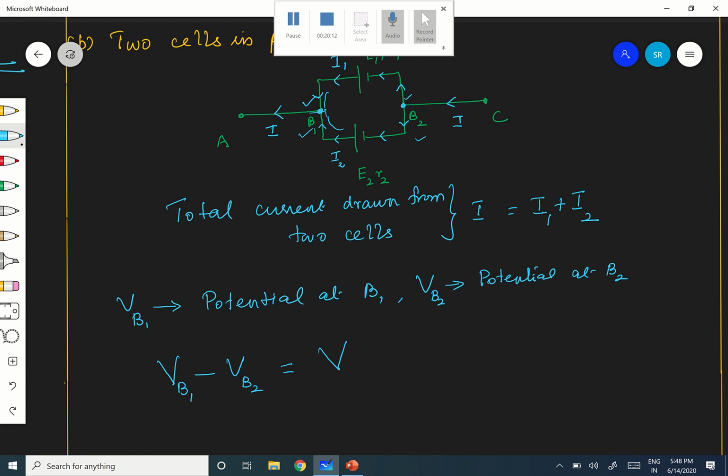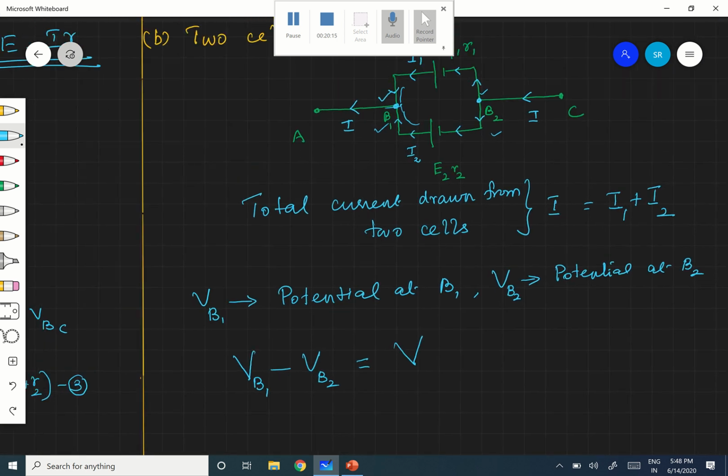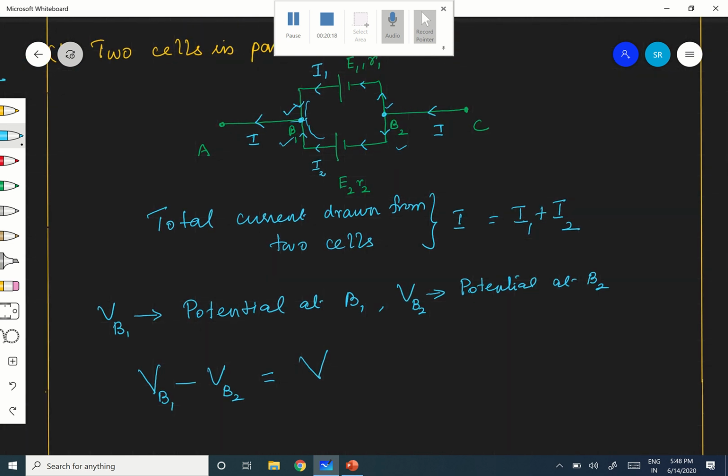Now, I want to represent this V in terms of the first cell, because V is a potential difference across E1, the first cell, as well as it is the same potential because both are in parallel. So what potential difference? Terminal potential difference. Because the first cell has EMF E1 but it has some internal resistance, therefore the potential drop across the first cell is nothing but the terminal potential difference, that is V. Like that, the terminal potential difference across the second cell will also be equal to V. Are you following from this?